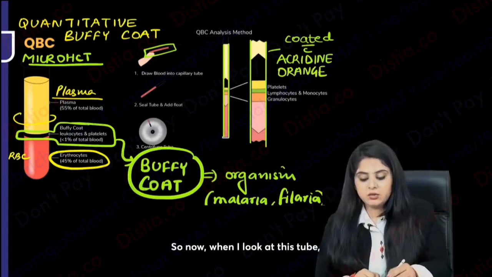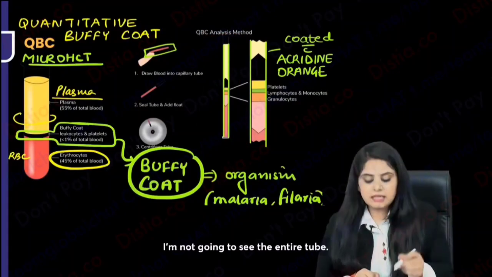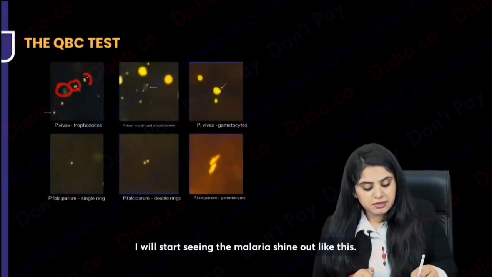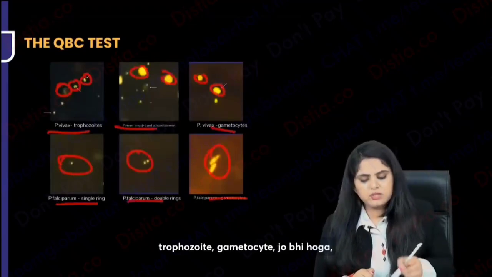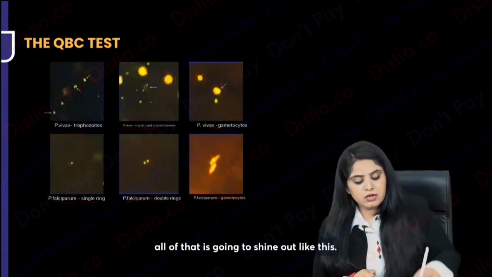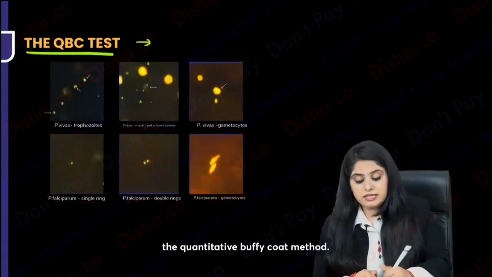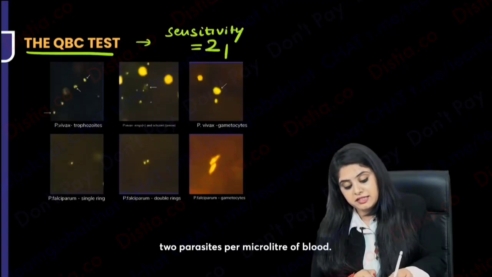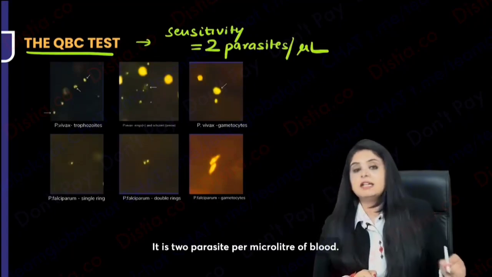So now when I look at this tube, I'll place it under the microscope. I'm not going to see the entire tube. I'm only going to see this buffy coat area. I will start seeing the malaria shine out like this. Whatever malaria is there, trophozoite, gametocyte, whatever it is, all of that is going to shine out. So that is the QBC test, because it uses the quantitative buffy coat method. Please remember, the sensitivity is 2 parasites per microliter of blood. It is 2 parasites per microliter of blood.